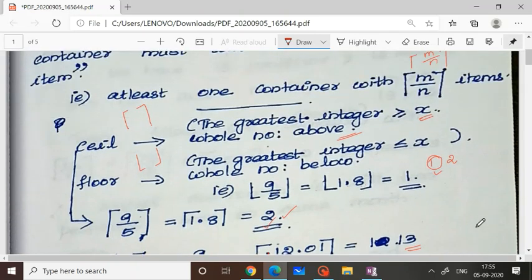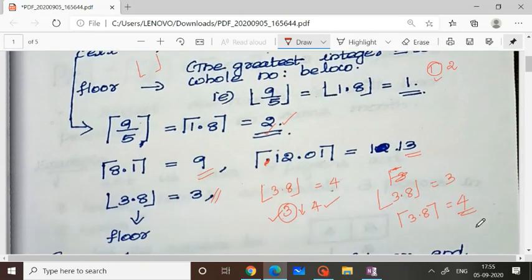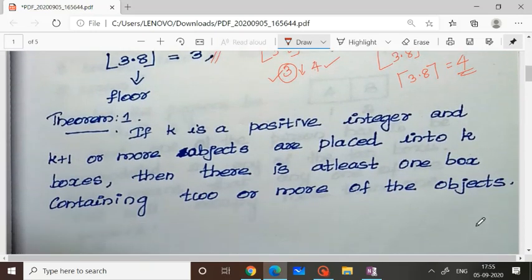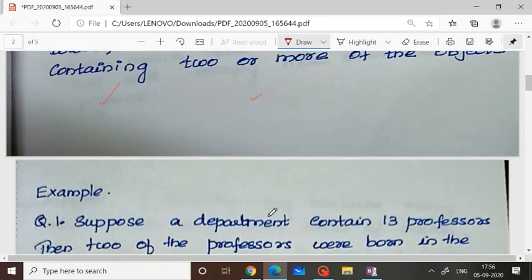So at least one container has ceil of m by n items. There is also a statement given as a theorem, which you can learn. If k is a positive integer and k plus 1 or more objects are placed into k boxes, then there is at least one box containing 2 or more of the objects. You have to learn this statement. Next, we shall move on to the examples.